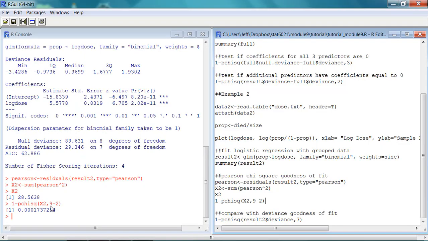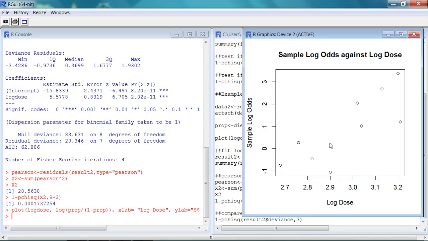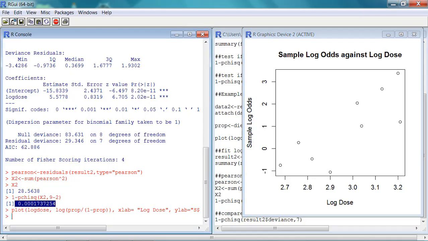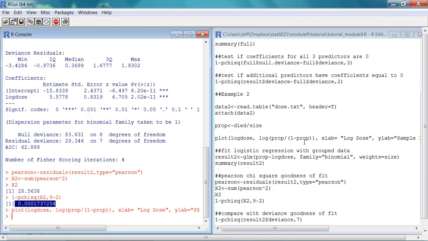The null hypothesis is saying that the data fits the model well. The alternative is saying that the model doesn't fit the data well. In this case, we've rejected the null, which tells us that the data doesn't fit the model well, which goes hand in hand with what we saw with the plot of the log odds with the log dose. Let me just produce that plot again. We say that if it's reasonable, then we expect this to look like a straight line. In this case, there's this data point, so it's not a straight line.